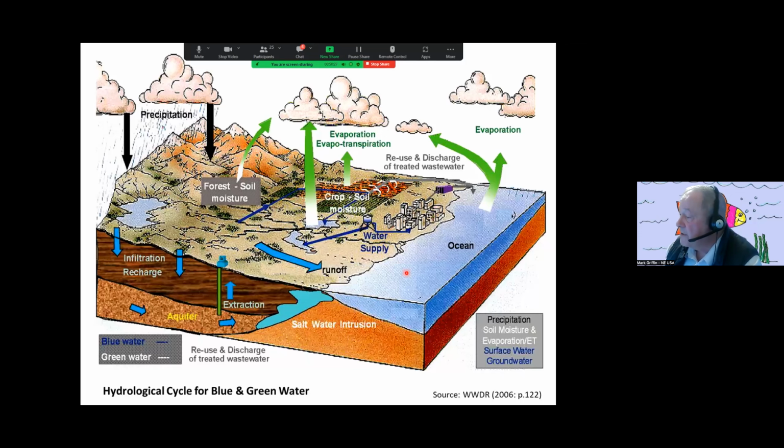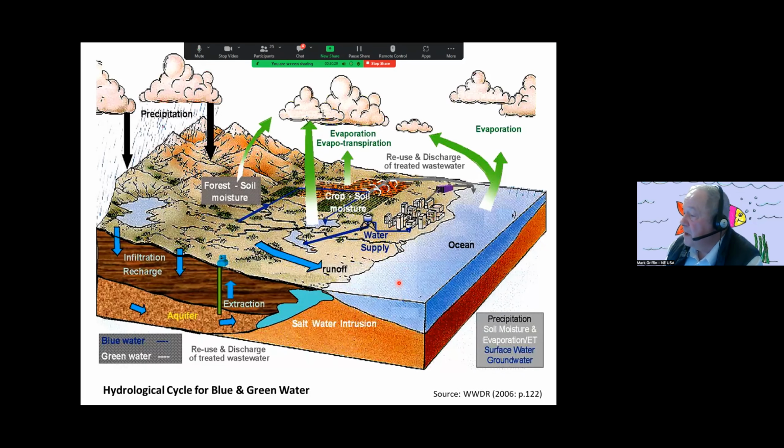So there's a lot of it out there that we're not tapping into. And finally, this is a redo of the hydrological cycle. This is back in 2006, so it wasn't a secret. This was a World Water Development Report. And the reason why I say that is because this didn't make it into the current SDGs.